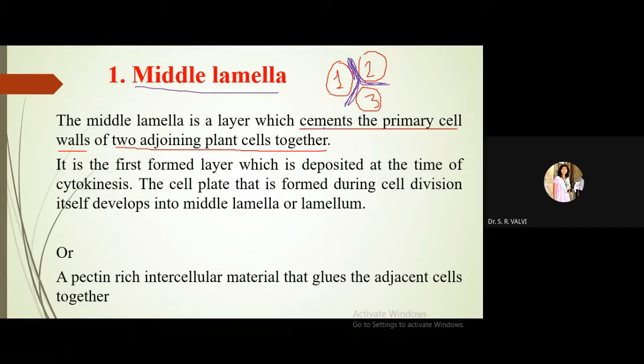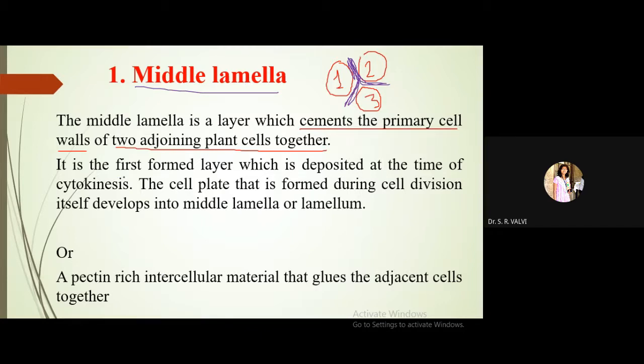What is the property of cement, and why are we using cement? Because it is used to hold bricks together. We use it for various construction purposes, in houses, bridges, or any buildings. So likewise, the middle lamella functions like cement in between the cells, right?